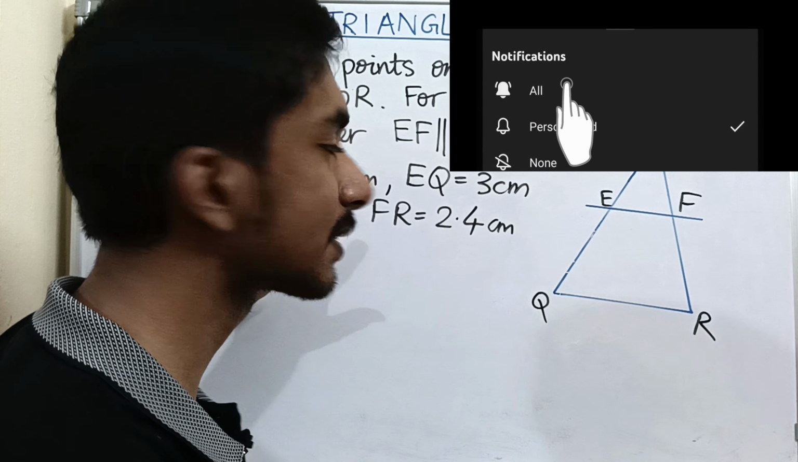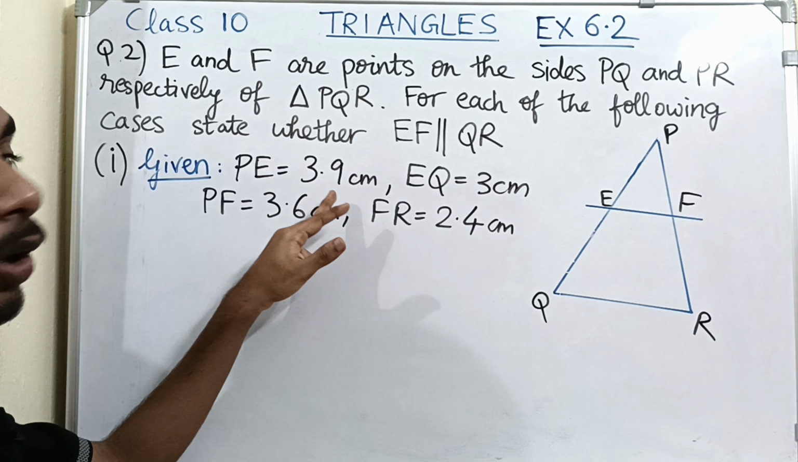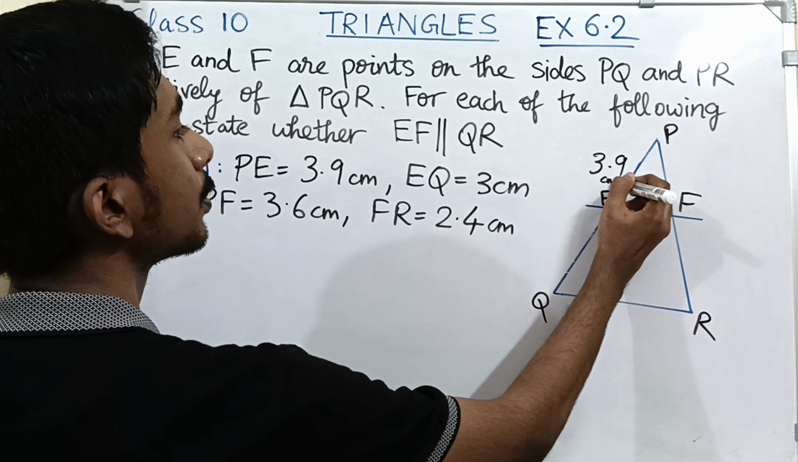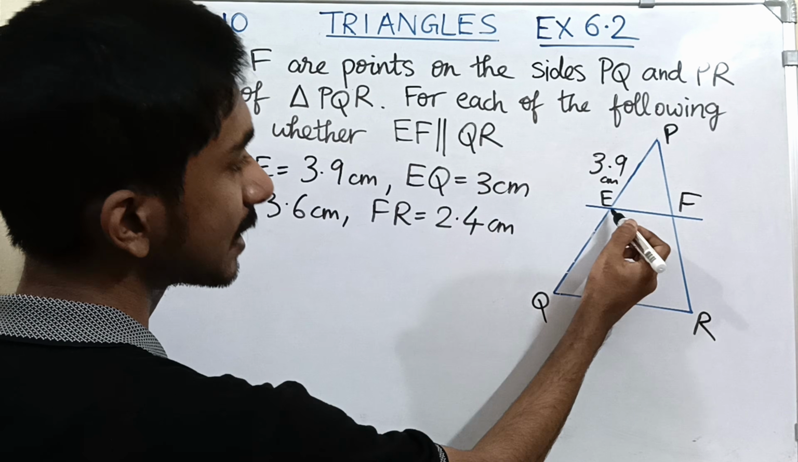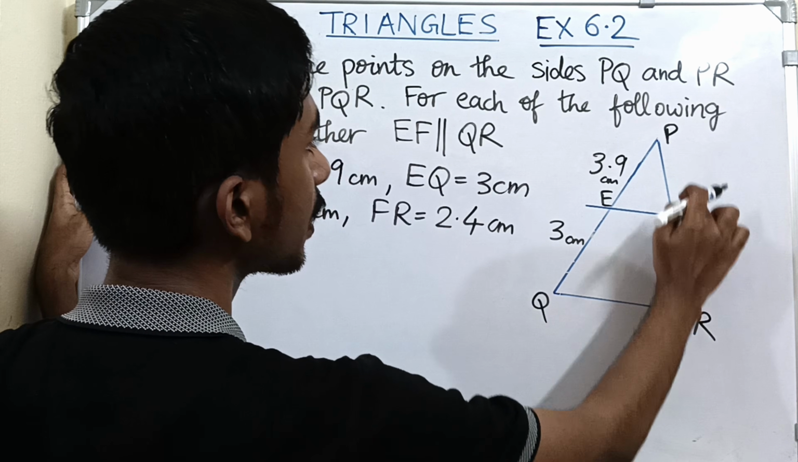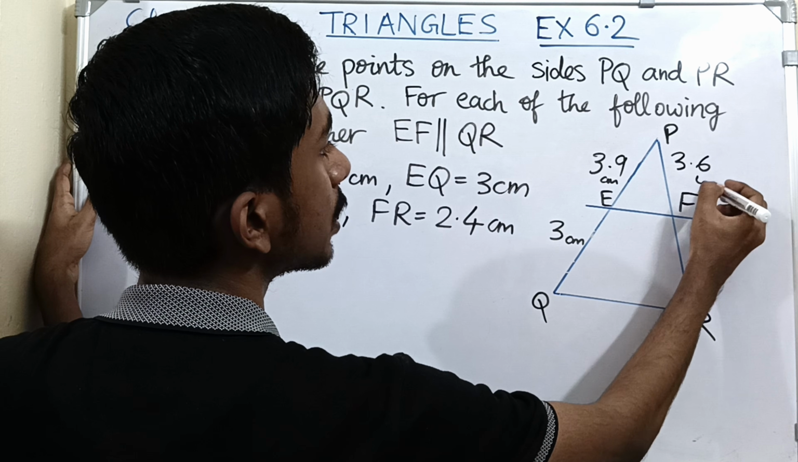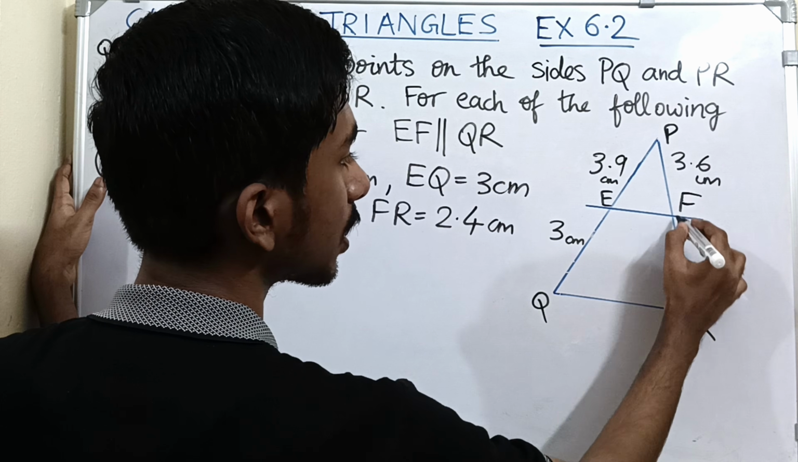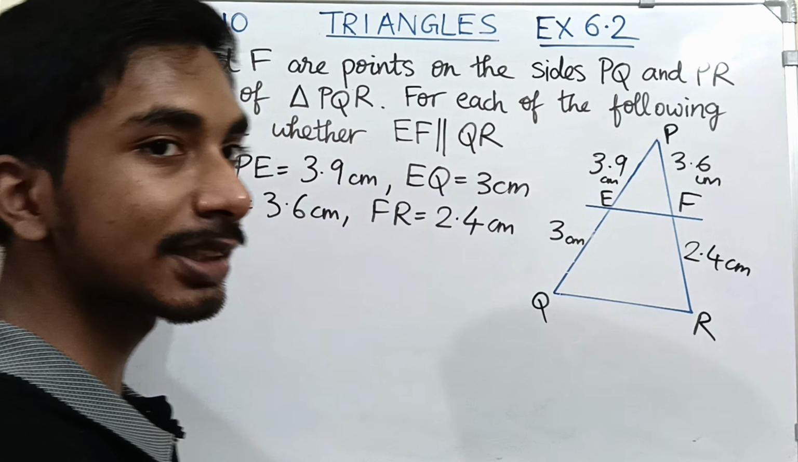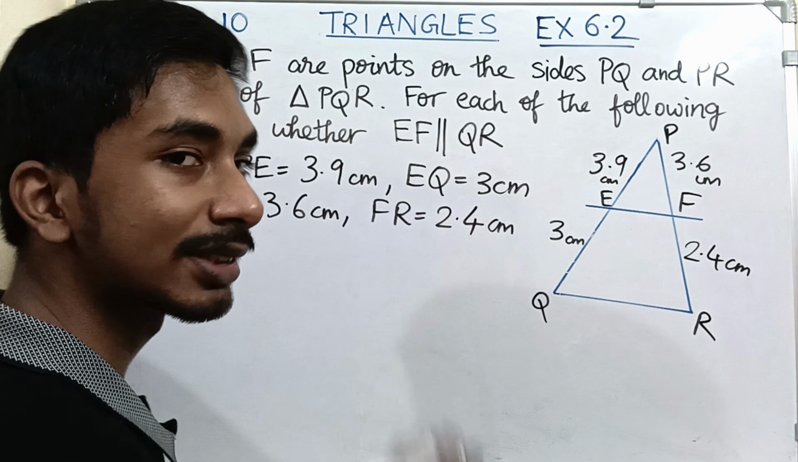So in the first subdivision it is given PE is 3.9 centimeter. So PE is this side, it's given 3.9 centimeter, and EQ is 3 centimeter. This is EQ, it is given 3 centimeter, and PF is 3.6. This PF, it is given 3.6 centimeter, and FR is 2.4 centimeter. This is line segment FR, it is given 2.4 centimeter. Now we have to take some ratios to check if these two lines are parallel.